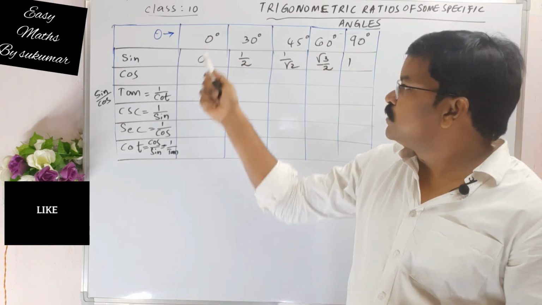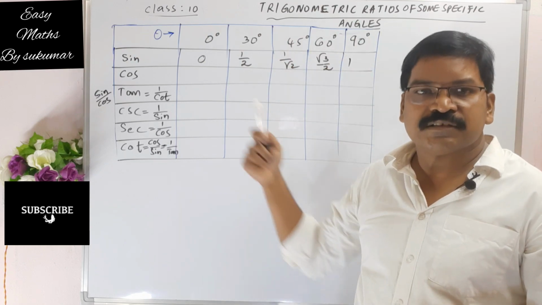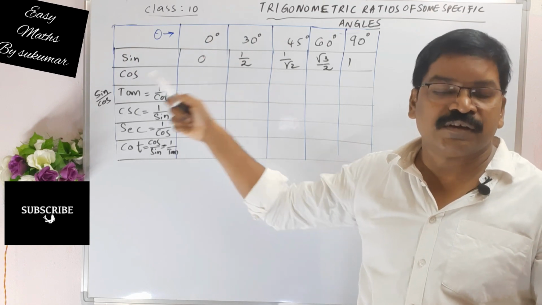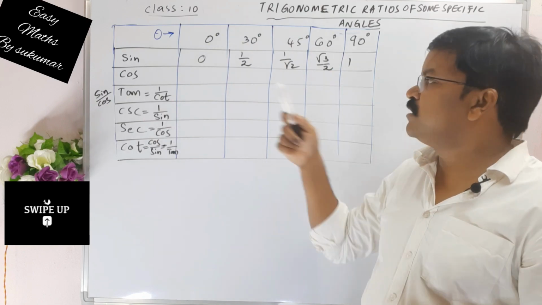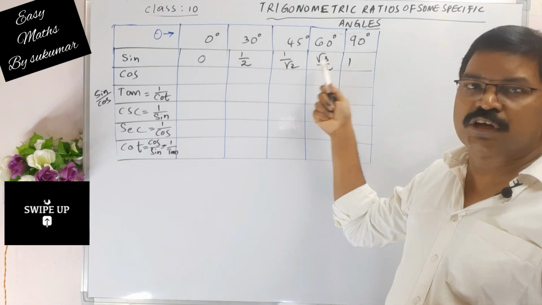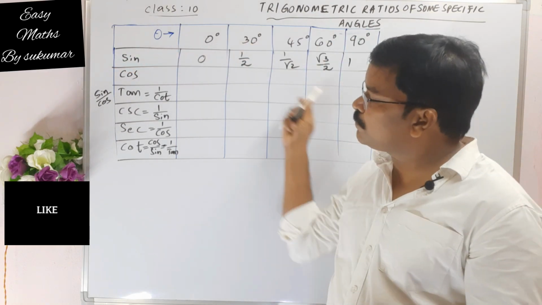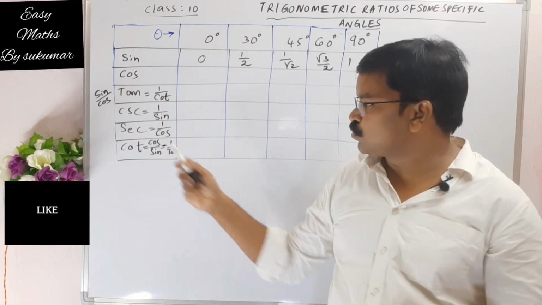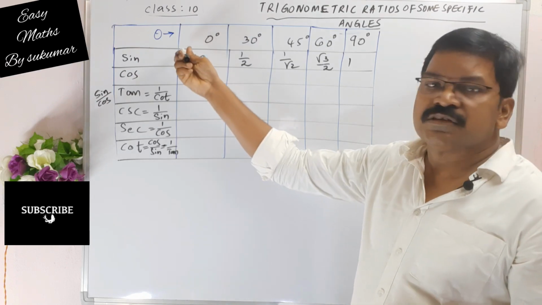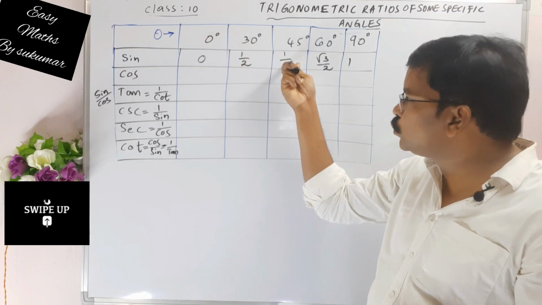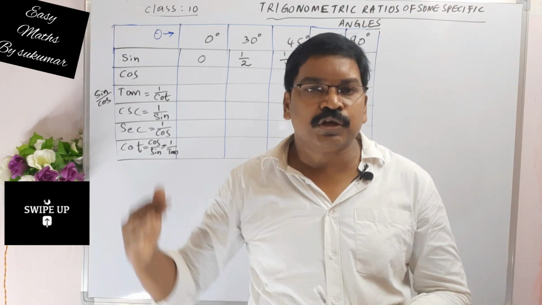These are the values of sine at 0, 30, 45, 60, and 90 degrees respectively. Sine 0 is 0, sine 30 is 1 by 2, sine 45 degrees is 1 by root 2, sine 60 is root 3 by 2, and sine 90 is 1. If you know these values, then you can easily write the remaining values from cos to cot. Again, 0, 1 by 2, 1 by root 2, root 3 by 2, 1. These are the values of sine from 0 to 90 degrees.